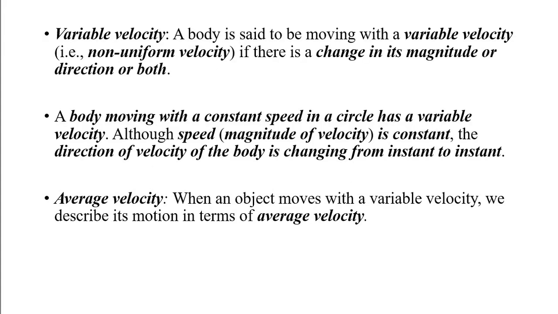And variable velocity, when it covers unequal distances in equal intervals of time. In equal time slots, it covers unequal displacements. Another interesting case of variable velocity is circular motion, okay, circular motion. When an object has circular motion, in this case at each point the direction of the velocity is changing, which is basically tangent to this circular path.